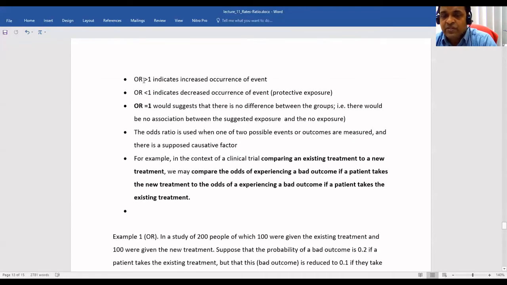If the odds ratio is greater than 1, it indicates an increase in the occurrence of the event. That is, the chance of the occurrence of the event is more. If the odds ratio is less than 1, it indicates a decrease in the occurrence of the event. That is, the event has less chance of occurring. And if the odds ratio is equal to 1, there is no difference between the groups. That is, there is no association between the suggested exposure and non-exposure.